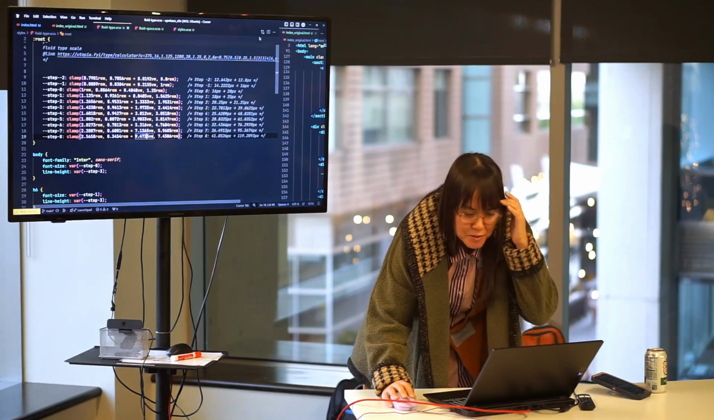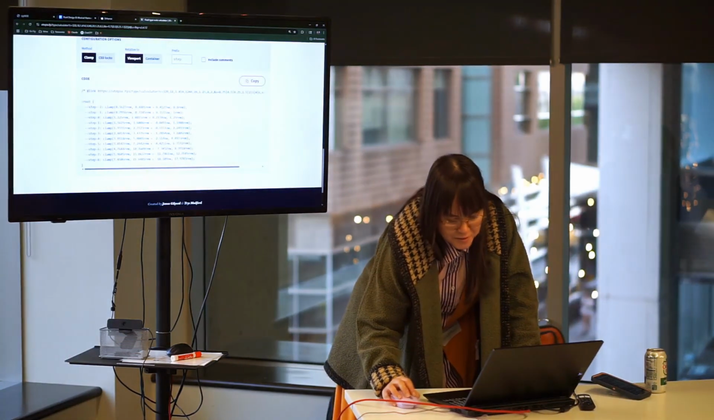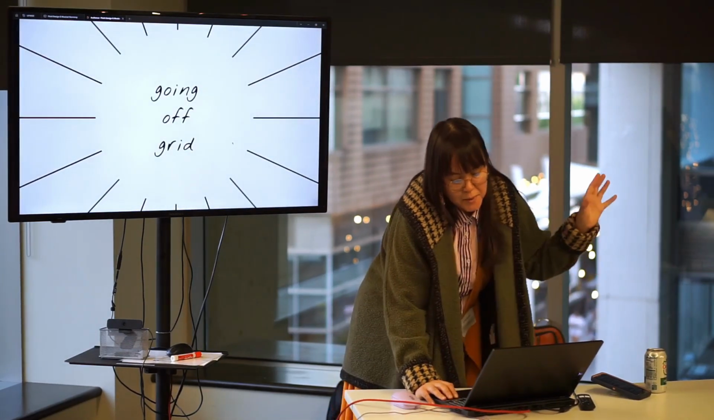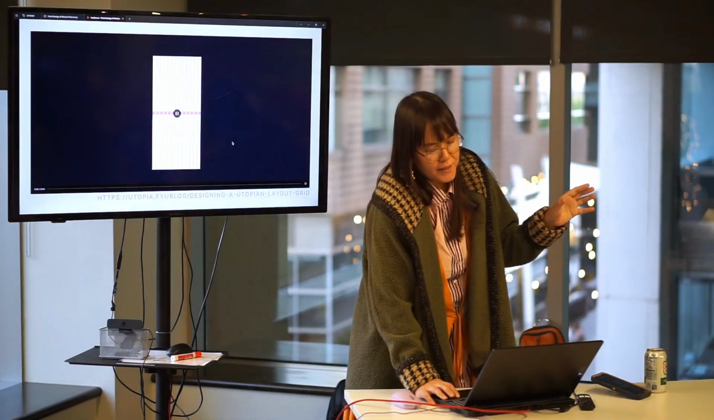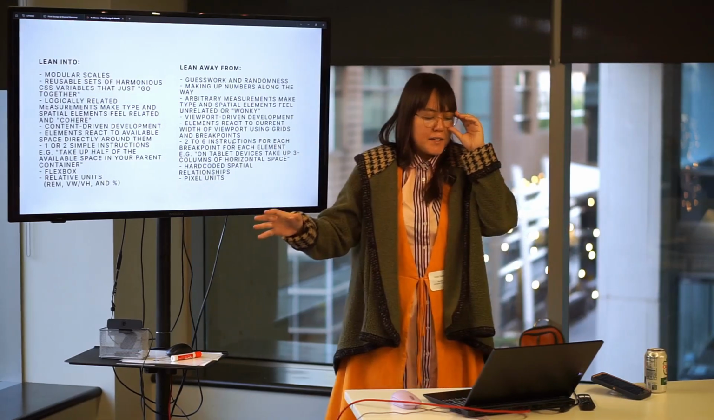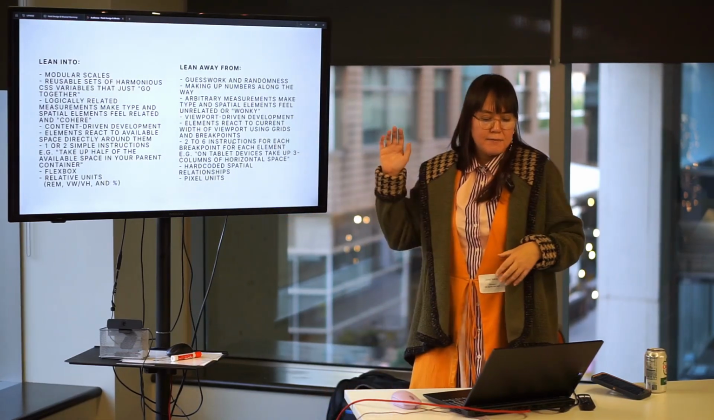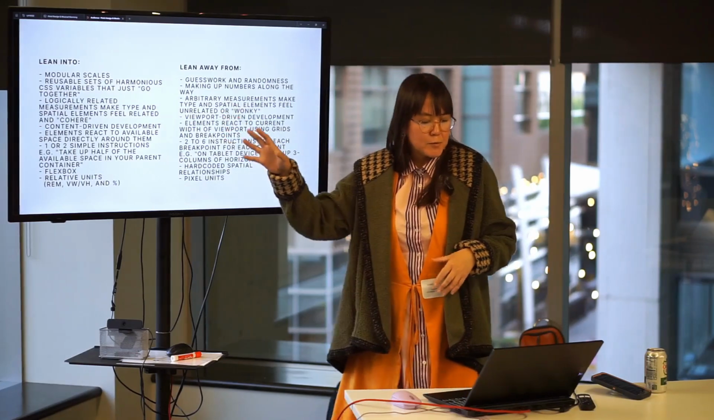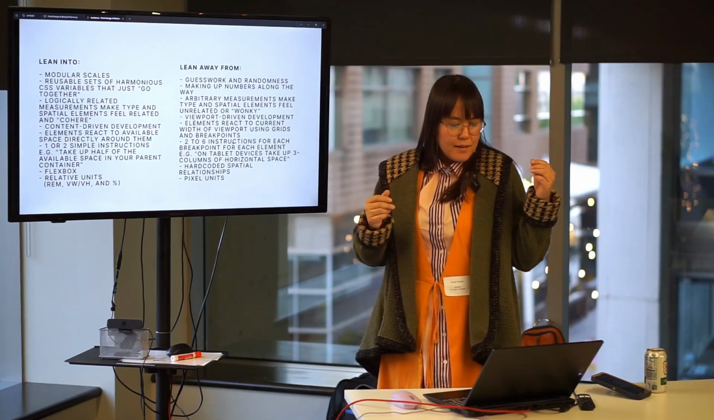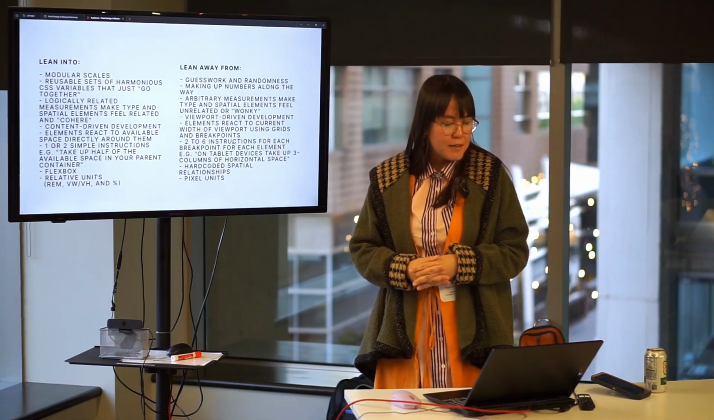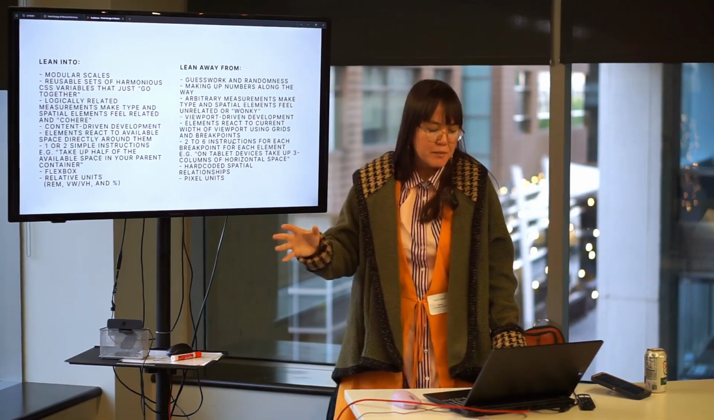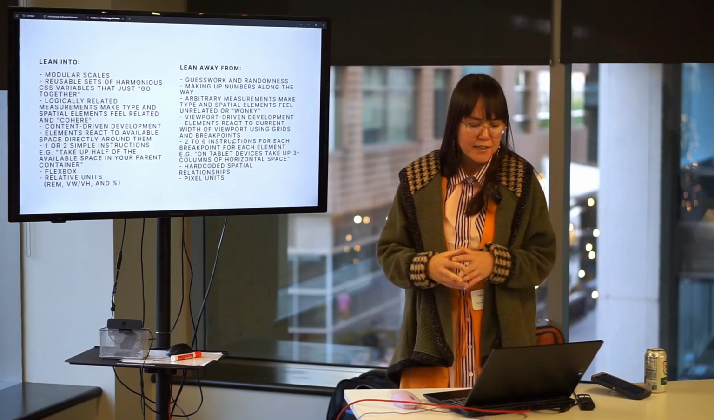You can explore this, but check out Utopia. They will walk you through the process. I think there'll also be a link about how you can leave the grid behind, which is an added benefit. But in summary, lean into modular scales, reusable sets of harmonious CSS variables that just go together, and lean away from guesswork and randomness, making up numbers along the way. Logically related measurements make type and spatial elements feel related and cohere, as opposed to arbitrary measurements that make type and spatial elements feel unrelated or wonky.